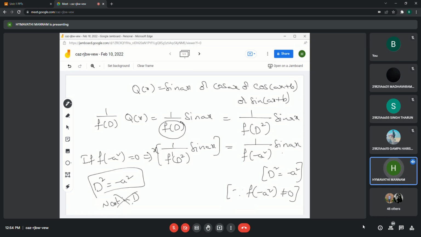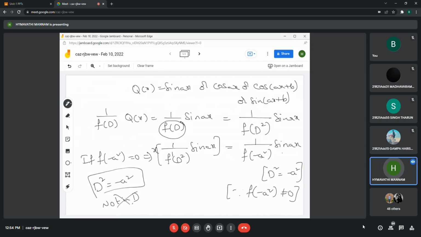Sometimes in the denominator, the D term also is included. So if the D term is there, how can we substitute D square equal to minus a square? In that case, you have to use rationalization, reduce into the terms of D square again, and substitute D square is equal to minus a square.